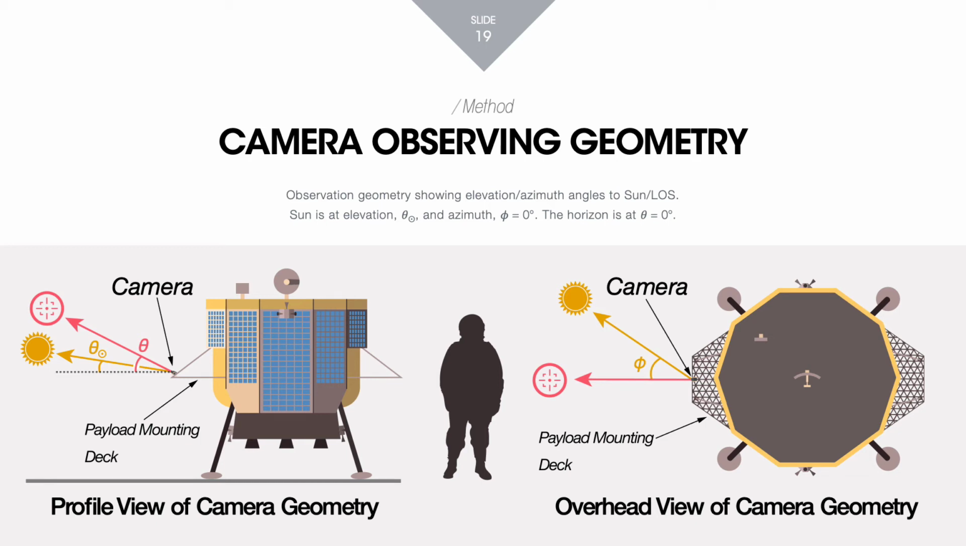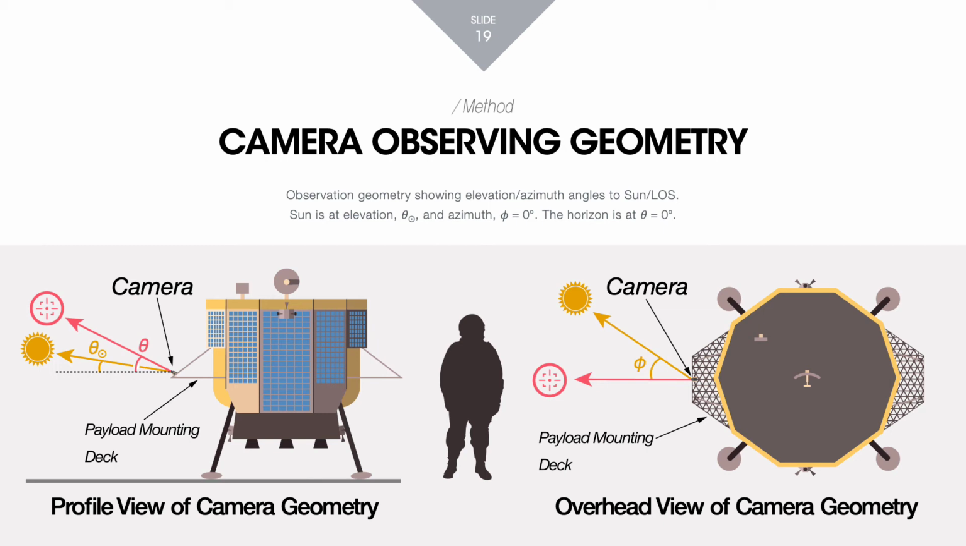Pink lines show target observation, elevation, and azimuth angles. The target is indicated by the crosshair symbol. Orange lines show elevation and azimuth angles for the Sun. In this coordinate frame, the Sun is at an elevation of theta sun, with azimuth phi equals 0.